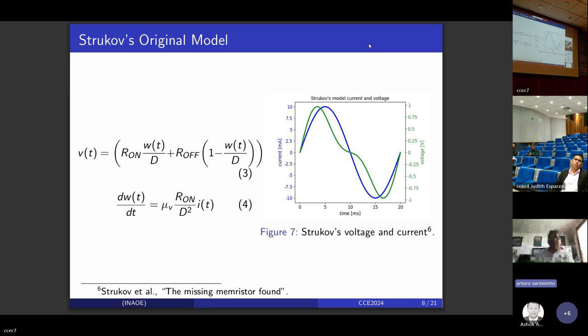This is the treatment we have. In this case, it is the original Strukov model from 2008, and it's a very simple model, the so-called coupled resistor model, in which one describes the on variable, the on resistance, and the other has the influence of the off resistance. And everything comes out from equation four, which is the differential equation that describes the linear mechanism of the transport of the device. Okay, next, please.